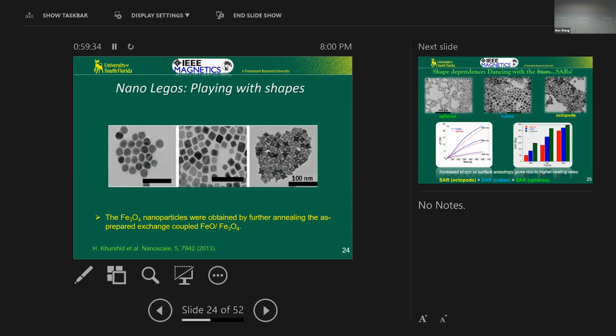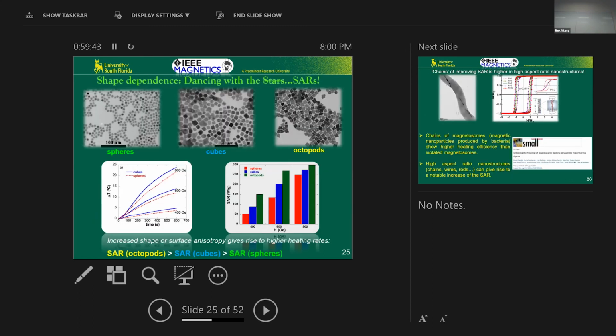She made spheres, cubes, and these exotic octobars. The surface anisotropy is increasing, as you can see, as you go from left to right. And this is probably going to be one of my last slides, the most important slide of this presentation. You can see very clearly, as you increase the surface anisotropy, going from spheres to cubes to octobars, just look at that pretty compelling story. Your SAR almost doubles if you increase anisotropy. SAR goes up. Same system, biocompatible, we're not doing anything else.